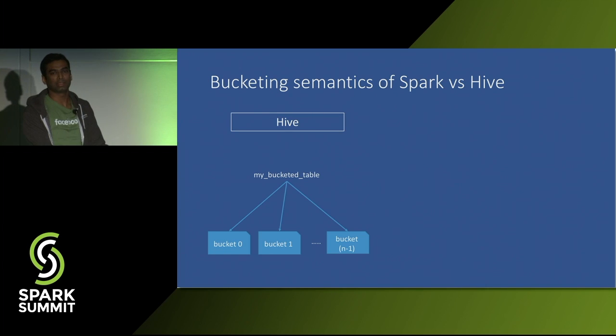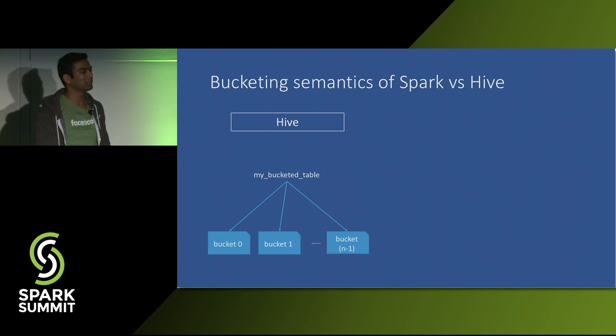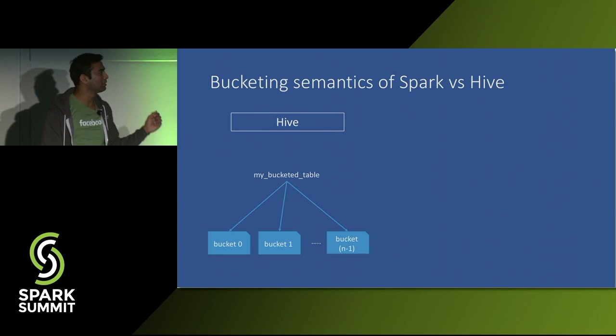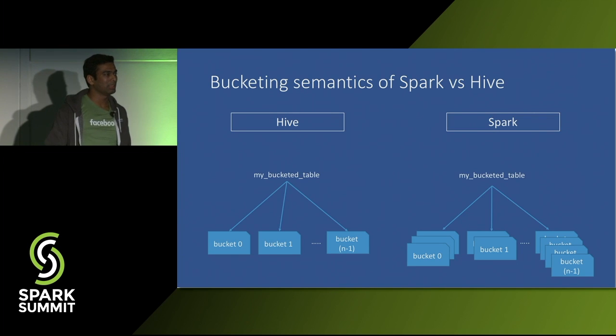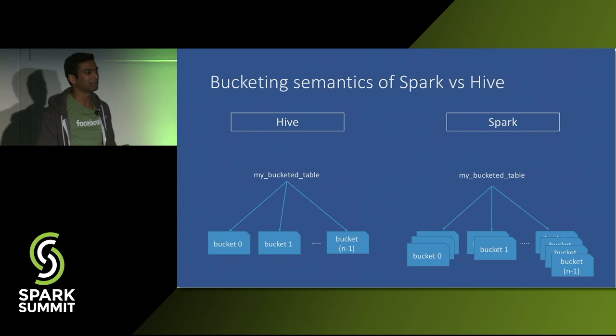When Hive says that a table is bucketed, this is what it looks like. A table has n buckets. Physically, in the storage, that is HDFS or S3, there will be n distinct files, and every file represents a single bucket. In Spark, if a table has n buckets, it can have more than n files physically.